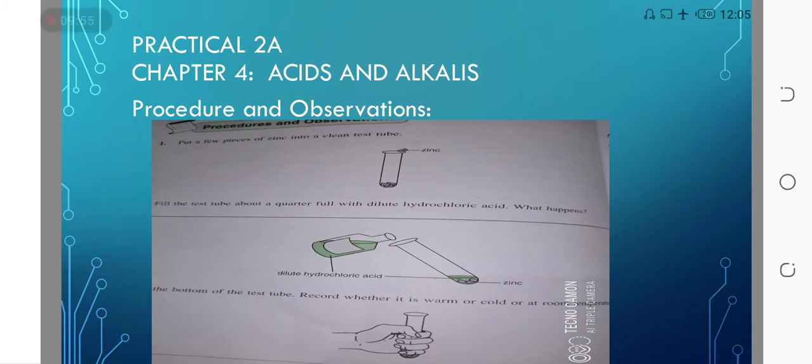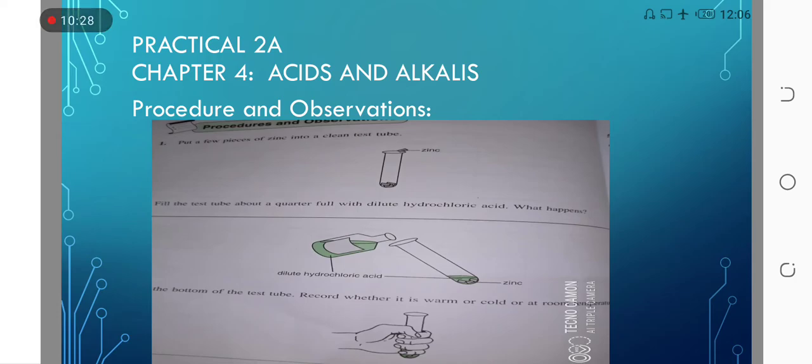Then after that you will observe that a gas is produced. When you pour dilute hydrochloric acid onto the zinc present inside the test tube, you will observe that a gas is produced. So in step number 3, what you have to do is hold the bottom of the test tube and record whether it is warm or cold at room temperature. Then you will observe that a pop sound is heard.